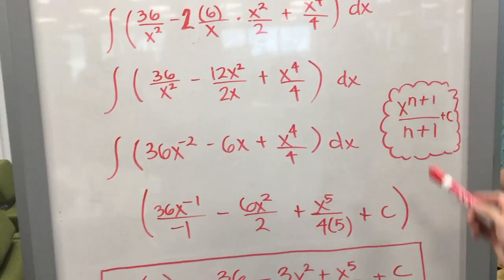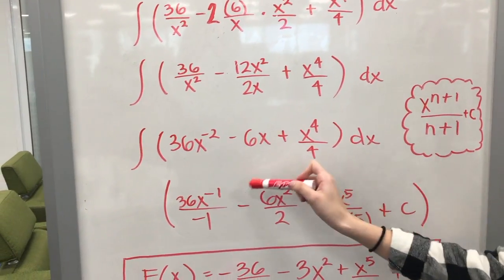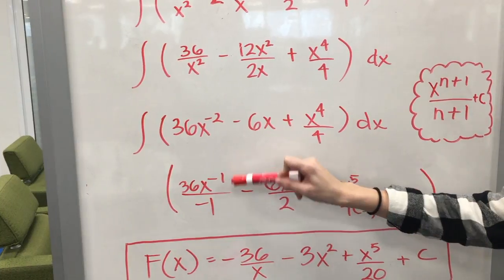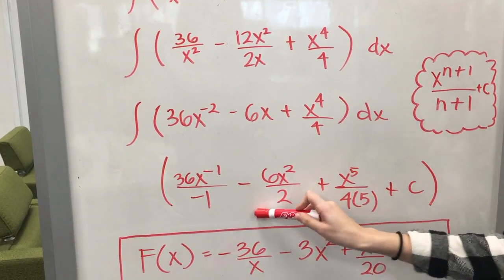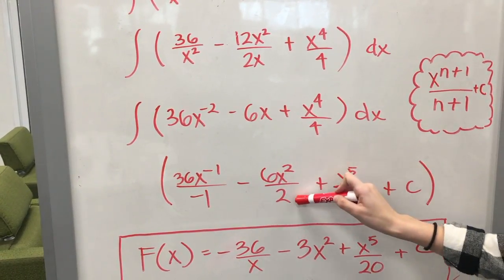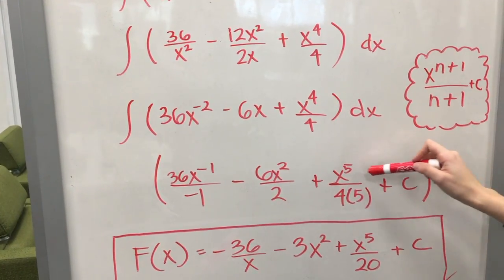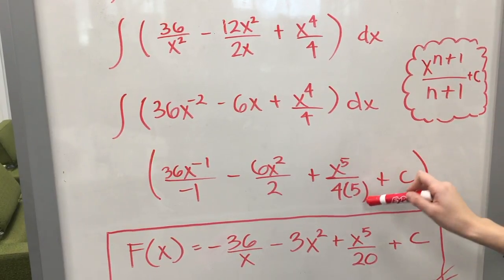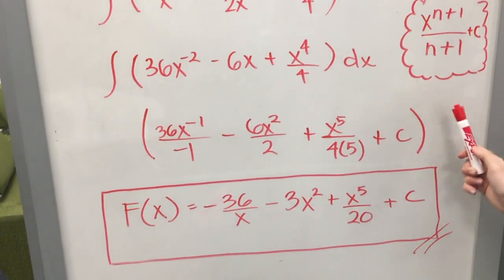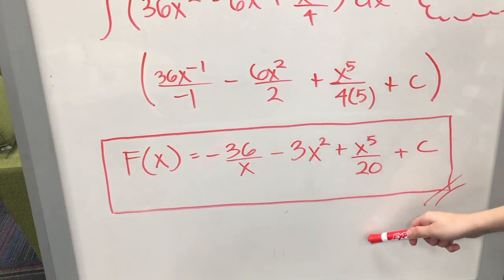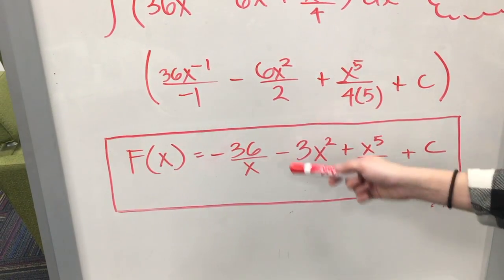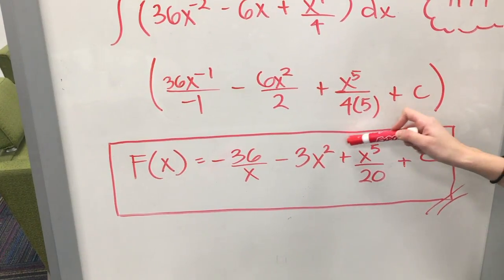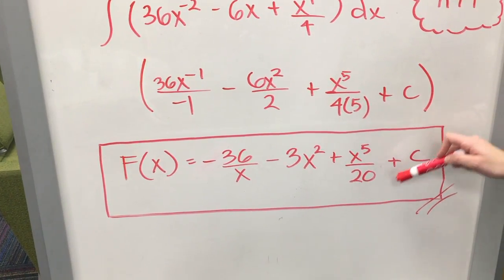And then the next step is to integrate. So we did 36x to the minus 2 plus 1, which is minus 1 over minus 1, minus 6x squared over 2 because we added 1, plus x to the 5th power over 4 times 5, which is 20, plus c. And then we have here the final answer, which is f of x equals minus 36 over x minus 3x to the 2nd power plus x to the 5th power over 20 plus c.